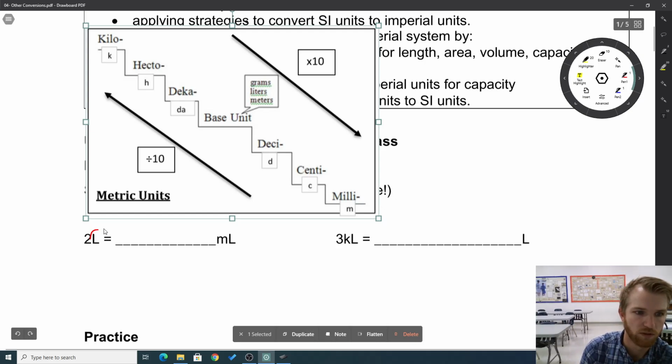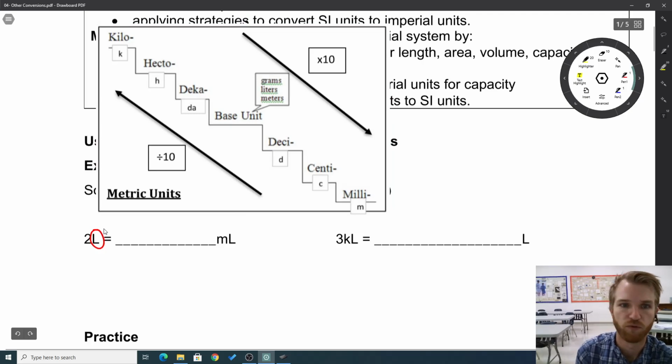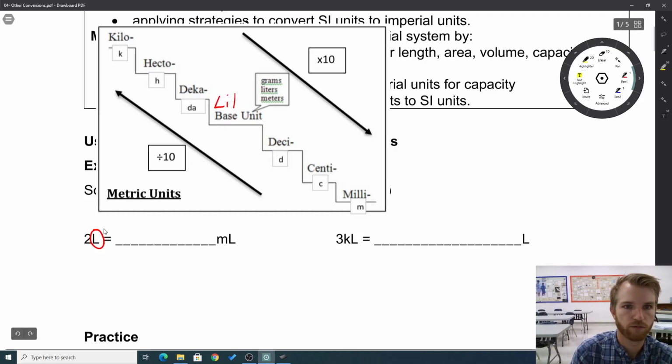Okay, so liters is our base unit. There's no letter attached to it or anything. Before we used to have meters as our base unit. Now instead of meters for length, we're going to talk about liters. So it's going to go right here. Liters is now our base unit. Okay, and we write just an L for liters. So I'm just going to write an L here.